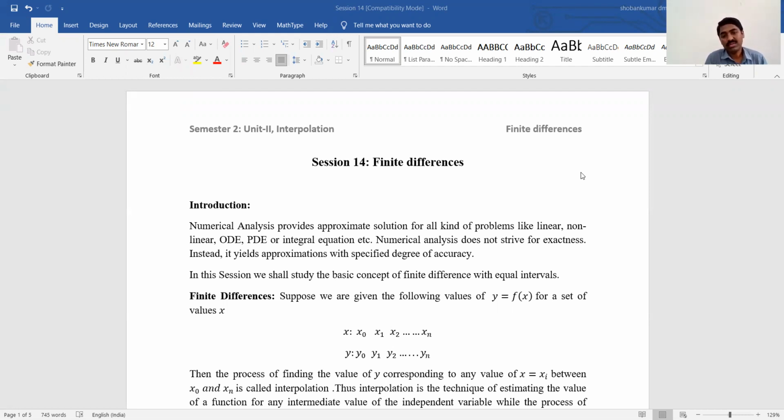Dear students, we have to discuss finite differences. What do you mean by finite differences? Here, in this concept, first we know the introduction.